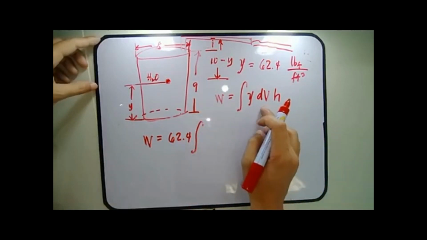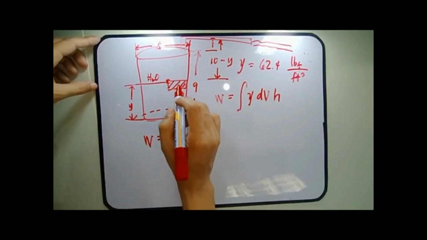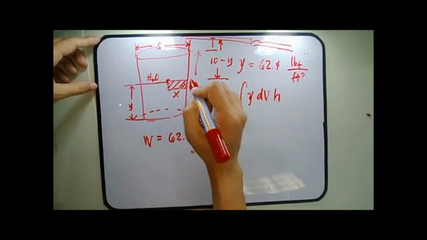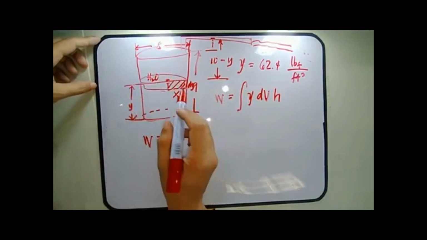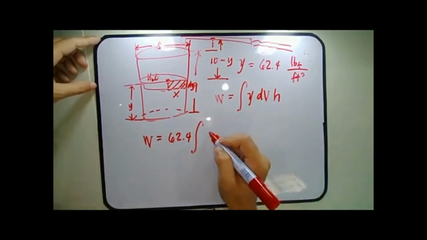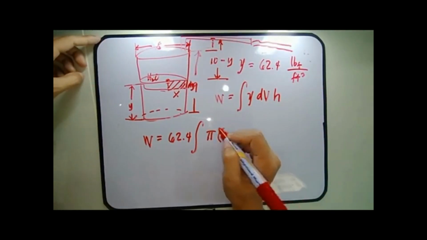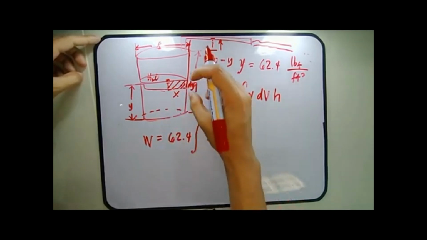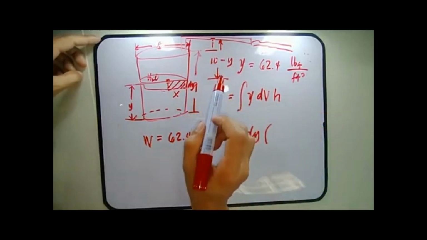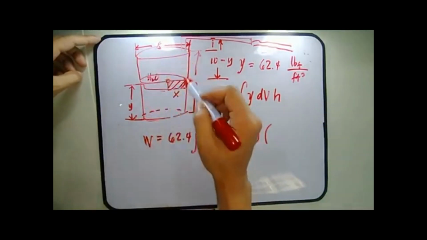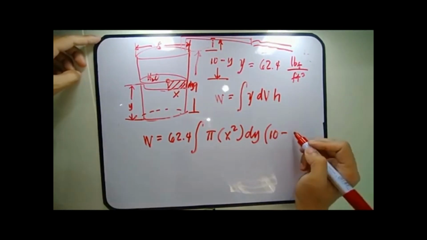The differential of volume, guys. Our strip here is horizontal. This is our radius x, and this will be our differential of y. If we rotate this, we form a cylinder also. So that is pi, base times height. Area of base is pi times radius x squared, times its thickness dy, times h. The h here, guys, is the distance of the centroid of the fluid to the top of the tank where it should be pumped. So that is 10 minus y.